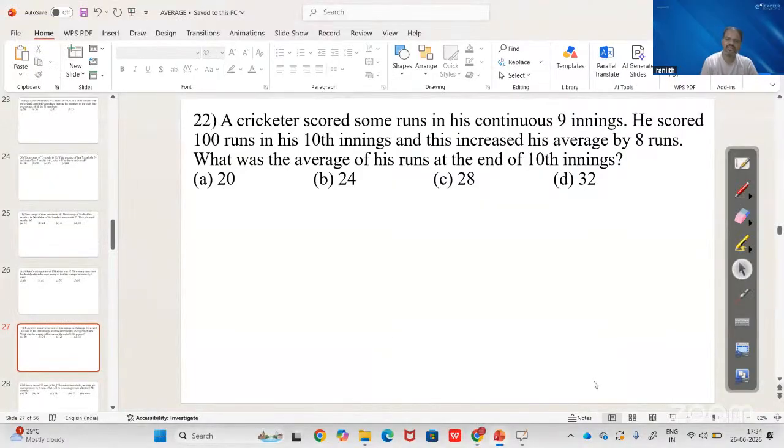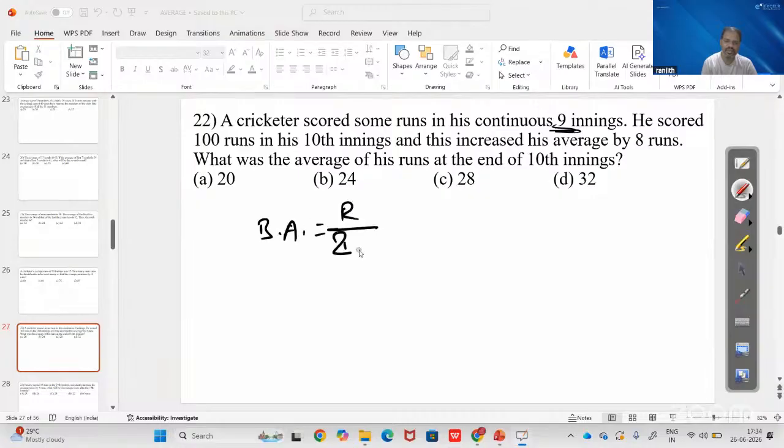So a cricketer scored some runs in his continuous 9 innings. So batting average will be equal to number of runs by number of innings.